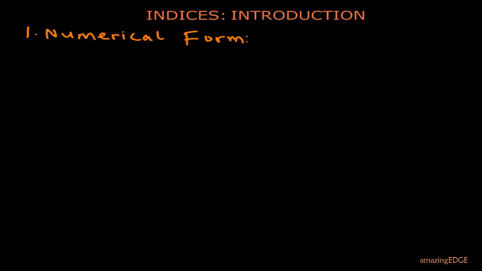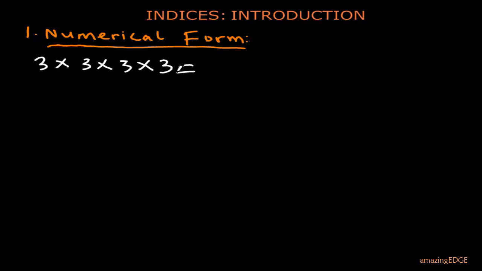In today's lecture, we'll be looking at indices. So we'll be looking at the numerical form of it. Supposing we have a multiplication of this form, let's say 3 times 3 times 3 times 3. So the problem is this is already in a compact form. So we'll try to reduce this compact, or more or less a repeated multiplication, to a simplified version. So as we see, we have 3 multiplying itself again, and again, and again.